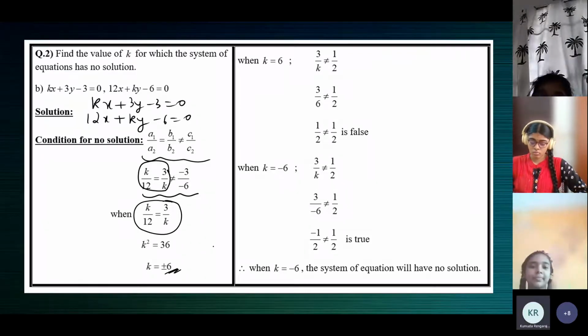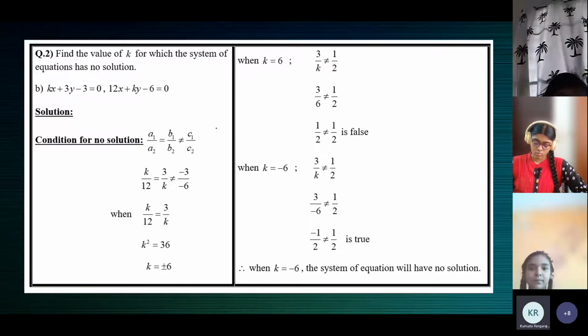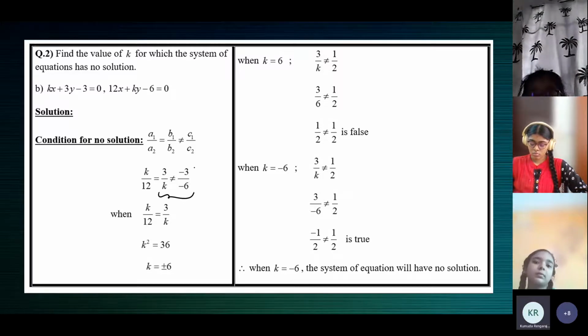K is equal to plus or minus 6. Now check with this. 3 by k not equal to minus 3 by minus 6. That is 3 by k not equal to 1 by 2. When you simplify minus 3 by minus 6, you get 1 by 2. 3 by k should not be equal to 1 by 2.